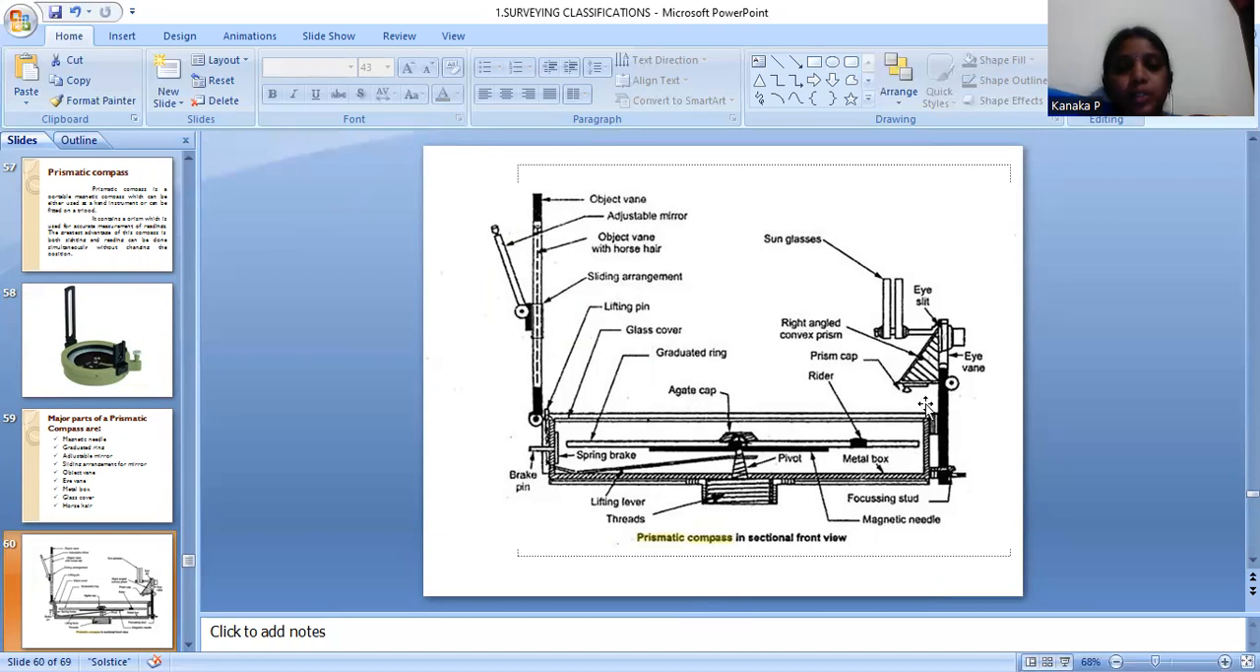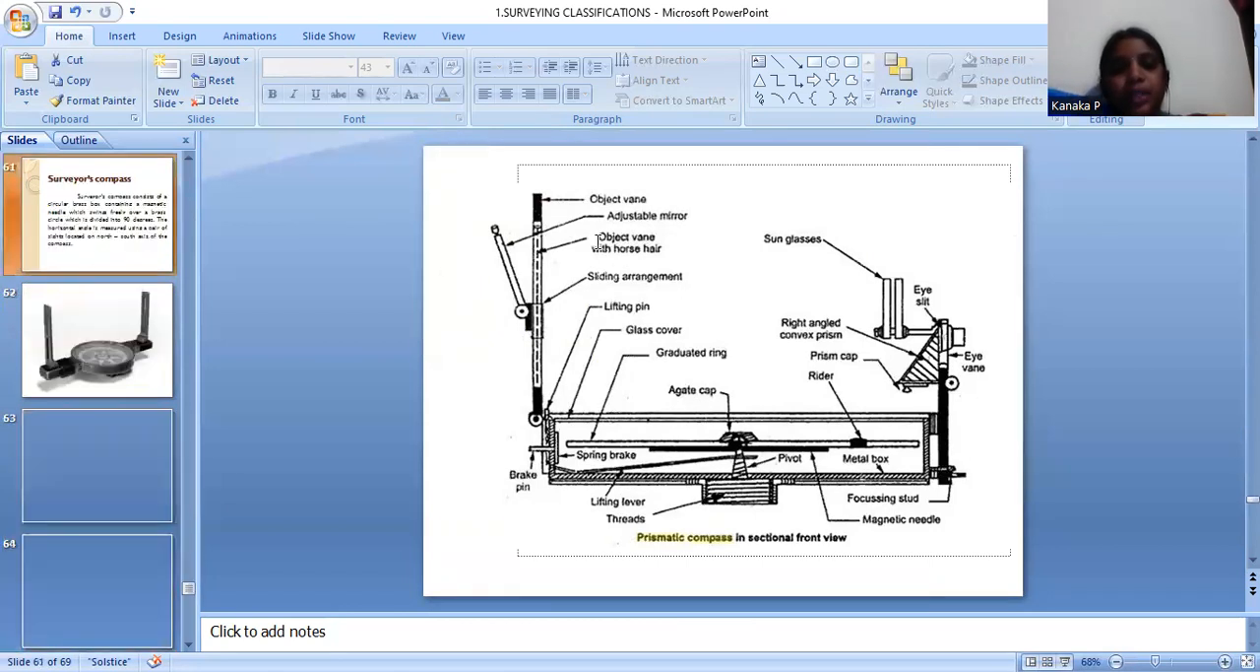This is the position of the eye band. This position is object band. So main thing is eye band and object band. And this is a prism cap. This is prism, eye slit, sunglasses, and then pivot, metal box, graduated ring, arcade cap, glass cover, lifting pin, sliding arrangement. This is the object band with the horsehair. So this is an adjustable mirror. So these are the major components, the major parts of the prismatic compass.